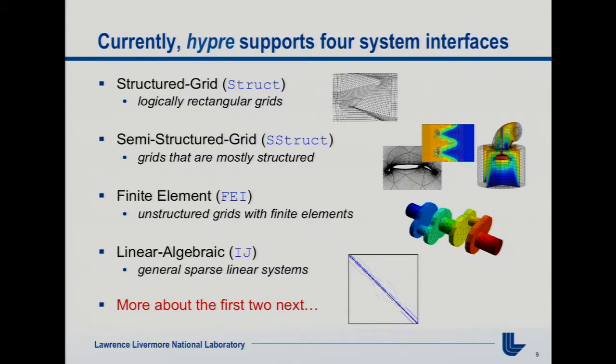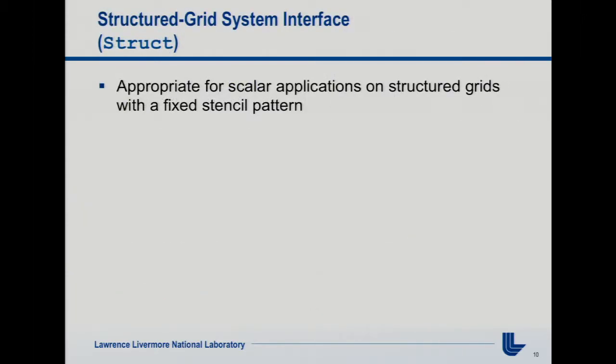So they're called struct, semi-struct, FEI, and IJ. This is for structured grids, or logically rectangular grids. This is semi-structured, I'll say, and I'll go through these 2 in examples in a minute. And then we support a finite element interface, which is actually designed at Sandia. And we also have our own flavor of the standard linear algebraic way of describing a linear system. Okay? So I'm going to now dive into these 2 with some example code. And I'll try to do it in a way that's kind of visual in form.